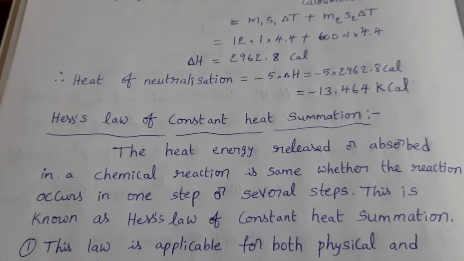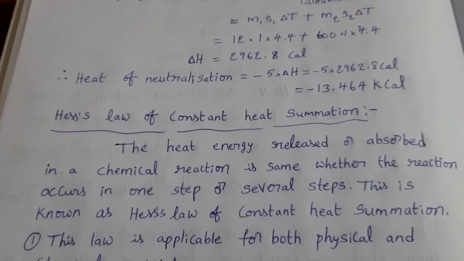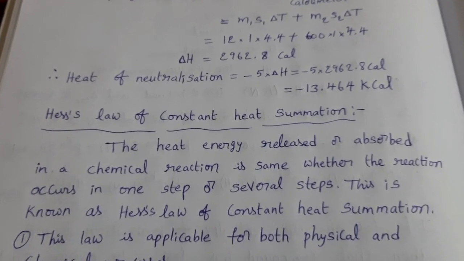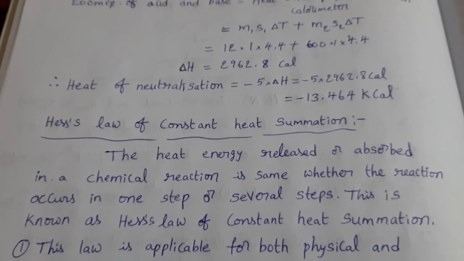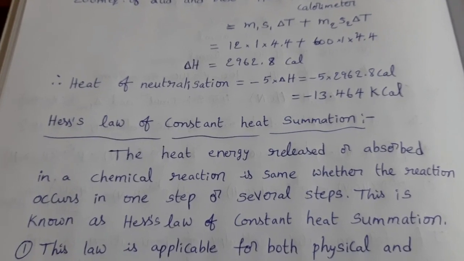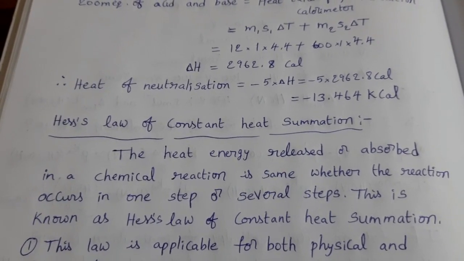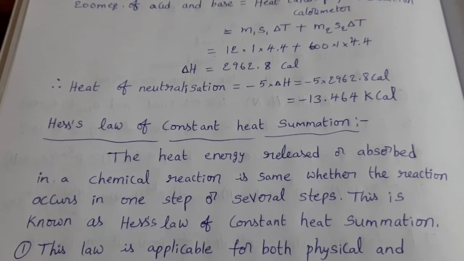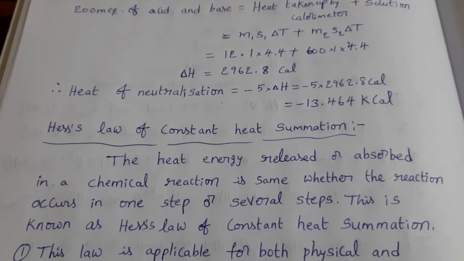A is the reactant, D is the product. This reaction may take place in different steps. A changes to B, B changes to C, C changes to D. In each step, some amount of heat energy is released. This heat energy is the same whether the reaction takes place in a single step, that is A gives rise to D, or in different steps. So that is called Hess's law of constant heat summation.